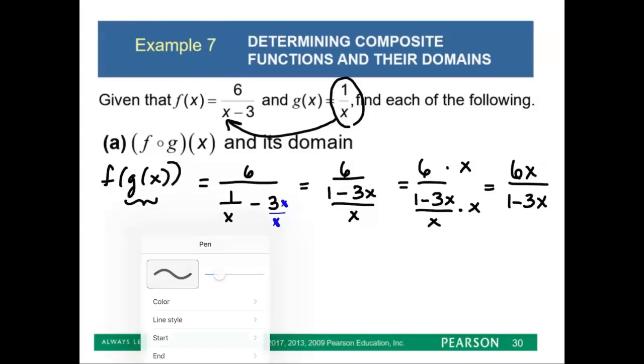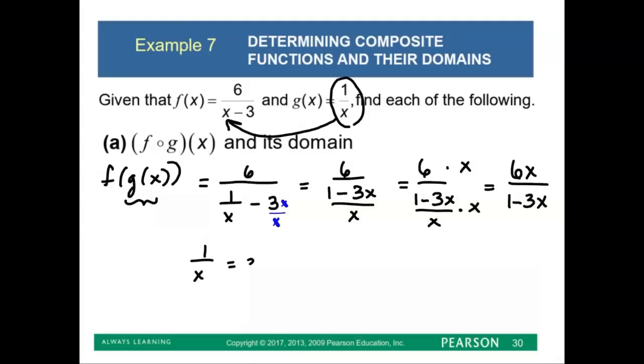So we have to set 1 all over x equal to 3, again, because 3 would create a 0 in f. Then we have to make sure when we plug g of x inside of f that it's not 0, right? So 1 all over x cannot be equal to 3. So we will set it equal, or not equal if you prefer to look at it that way, and we will solve. So here we have 1 can't be equal to 3x, and so x can't be equal to 1/3. So we are going to exclude 1/3 from our domain.